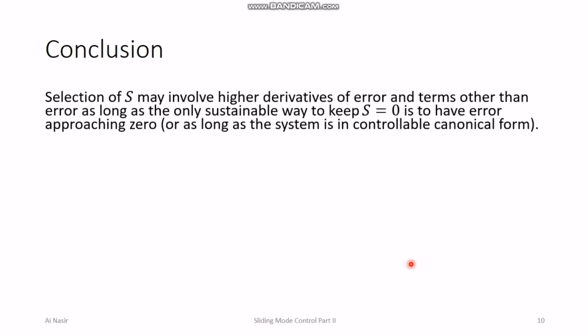So we have conclusions that we can have s as anything as long as the only sustainable way to make s equal to 0, or to keep s equal to 0, is by having error approaching 0. And chattering, we also looked at the chattering problem.